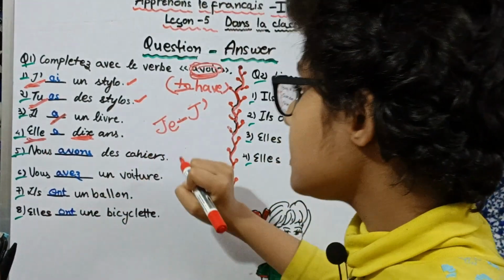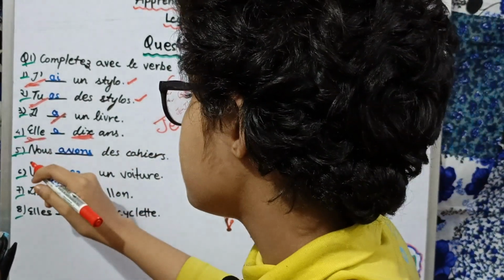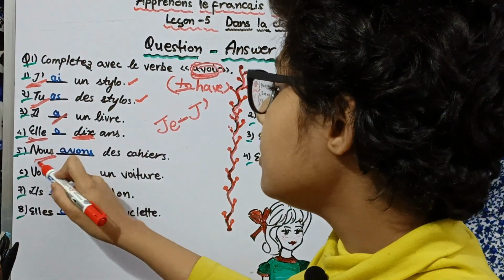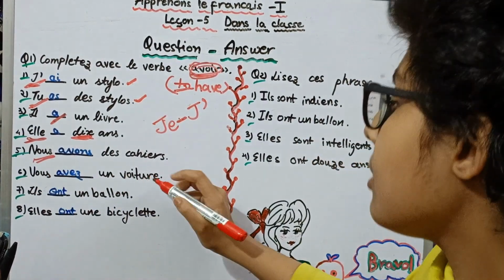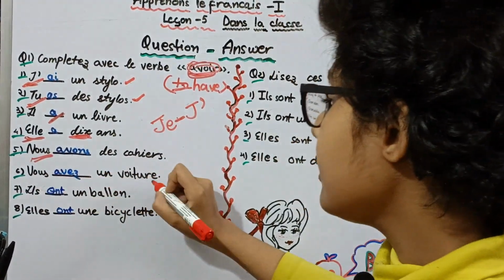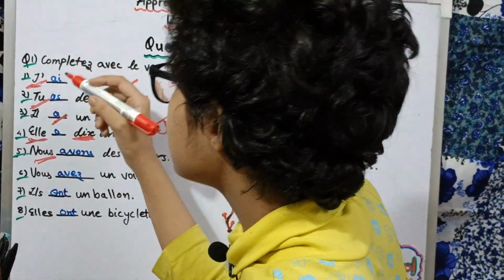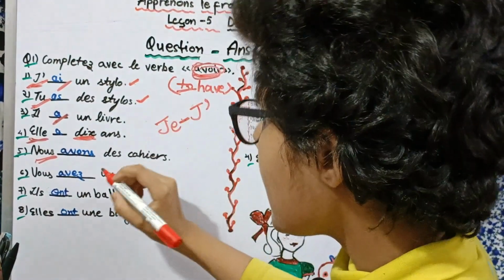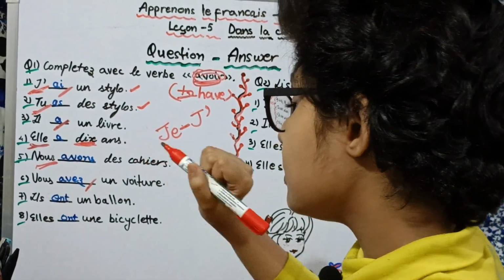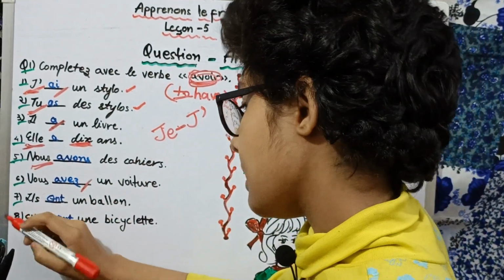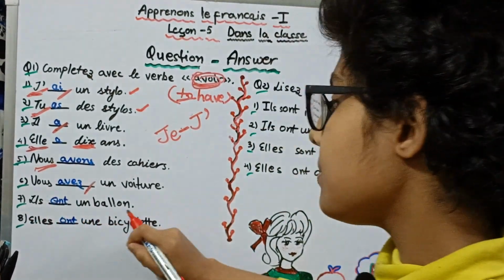We have these books. So the conjugation will be avons, which is the conjugation for the subject pronoun nous. If we come to the vous part, which is the sixth sentence, vous avez une voiture, which means you have a car. So now all the words that I have written in blue are those which we need to fill in the blanks, and here we need to fill avez, which means to have, for vous, you have. Now the seventh sentence is ils ont un ballon, which means he have a ball.